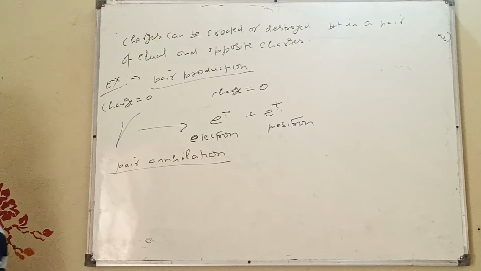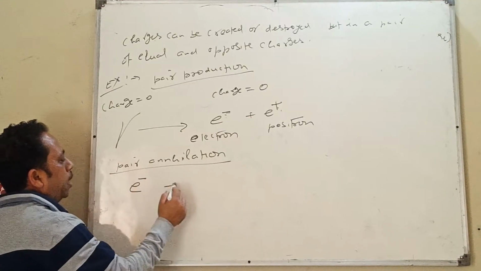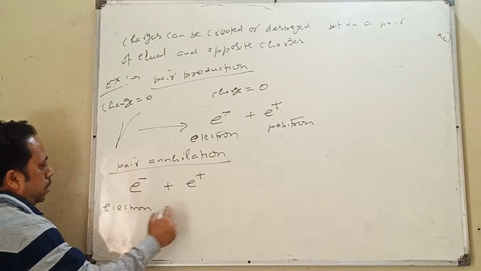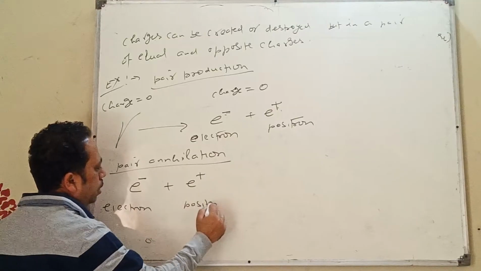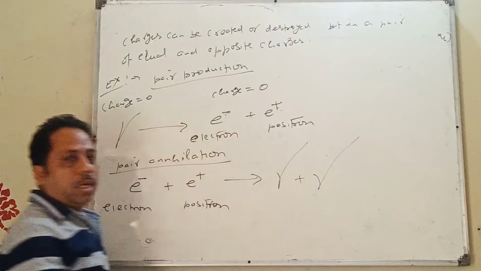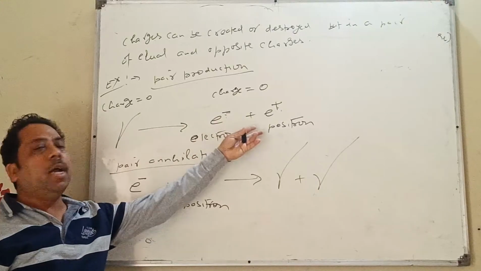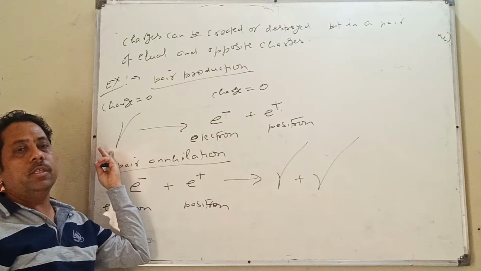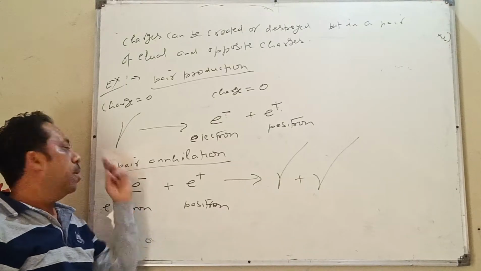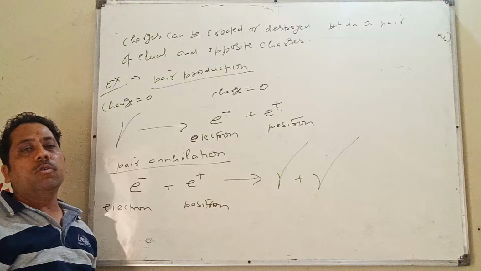Pair annihilation. Pair annihilation means if electron and positron get combined, then they will create energy. Now you can ask why electron and positron are created by one single photon, that is, a single quanta of the energy, but when both combine with each other, then why are two gamma photons created?